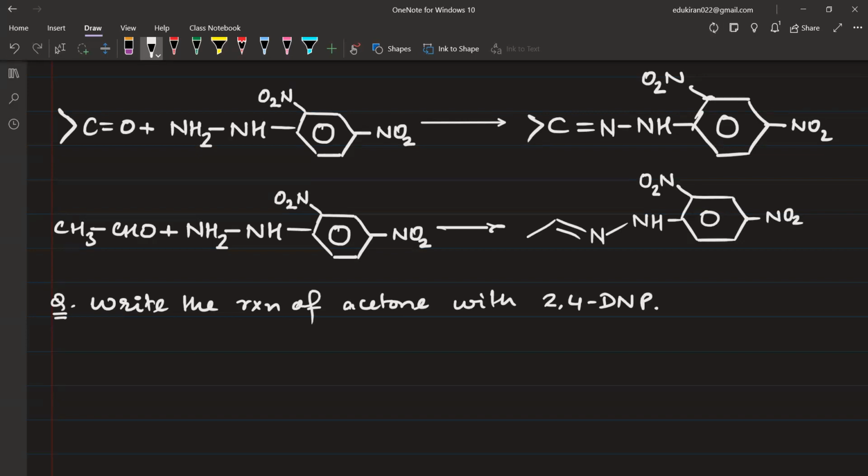I hope this is not very difficult for you to understand. CH3, CH double bond N, further bonded to NH, further bonded to the DNP group. Then you have the acetone. What is acetone? CH3, three carbon atoms, in the middle you have a ketone. Plus you have the 2,4-DNP. So you can write it like this also.